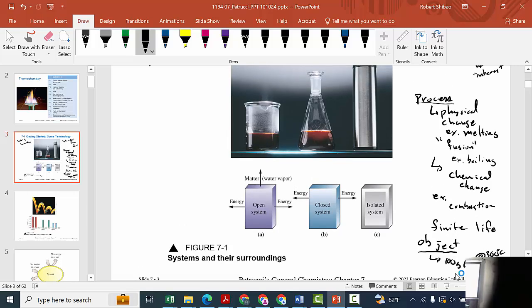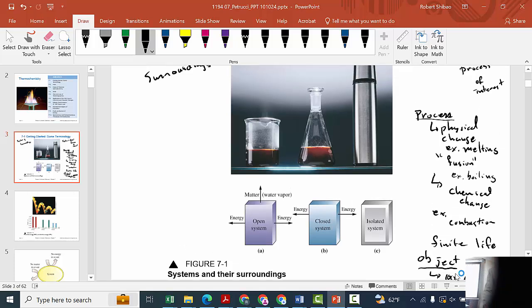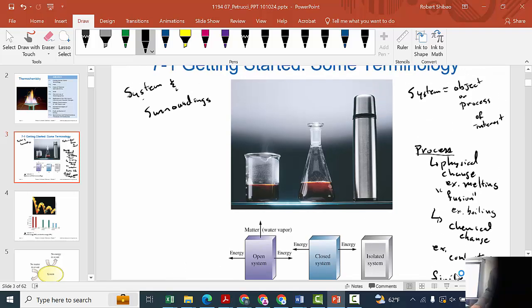All right, so we're going to have different systems. Like, for example, here, we have a system inside the beaker here. And this is called an open system. The system is whatever object or process of interest. And then what is the rest? The surroundings is what we consider the rest of the universe.